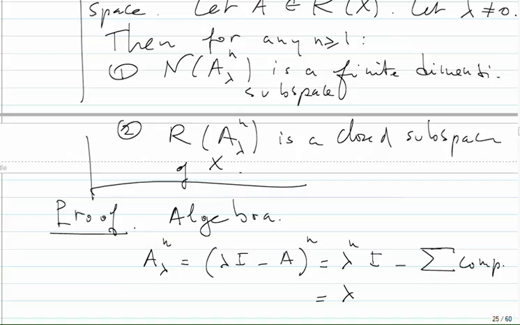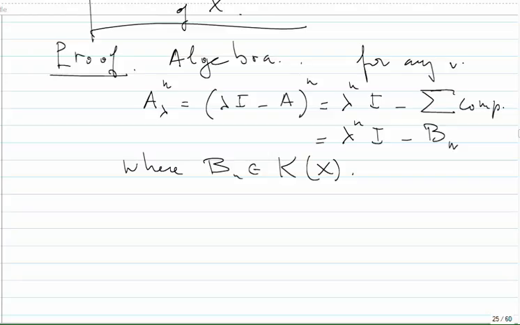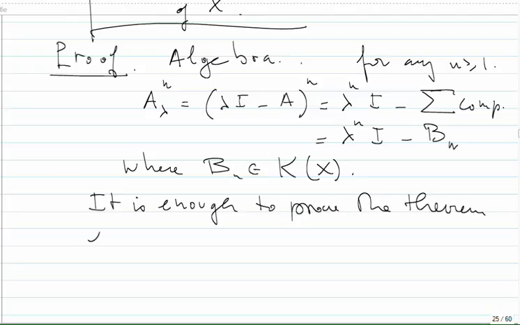So we can write this as lambda^n I minus B_n, where B_n is a compact operator. Now this is true for any n greater than or equal to 1. So what does it mean? It means that if lambda is not equal to 0, and we know that in this case it's if and only if lambda^n is not equal to 0, then what we need to do is, it is enough to prove the theorem for n equals 1. If we prove it for n equal 1, then the conclusion will be true for any n. Okay?